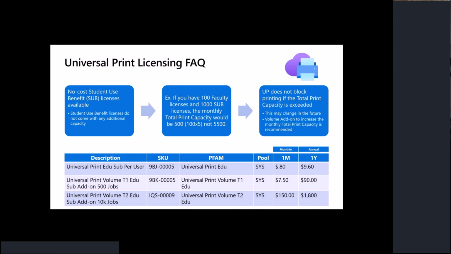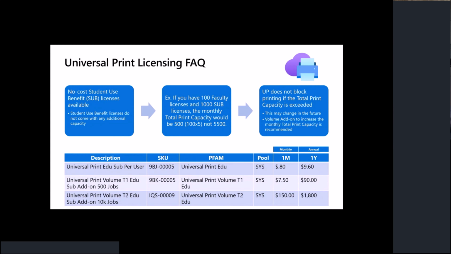Now, one thing I do want to bring up that's very important to understand. When these pool licenses are added, the only licenses that are added are based on your faculty licenses. You do not get an additional student use benefit based on the licenses purchased. To help explain this, and I know Phil sometimes is a little bit better at this than I am, if you have 100 faculty licenses, the total print capacity would be 500, not 5,500 because of the additional student subscriptions that you have in your tenant. So it's very important to understand that different level of student use benefits compared to what you're purchasing with your faculty use benefits today.